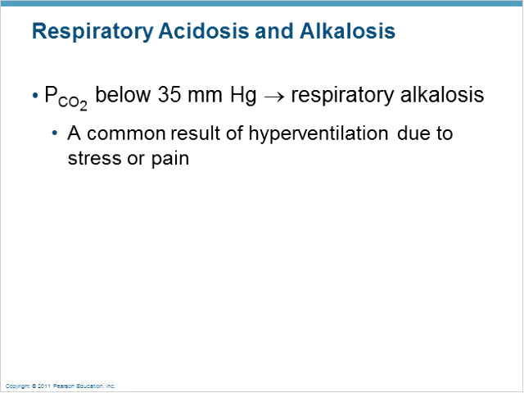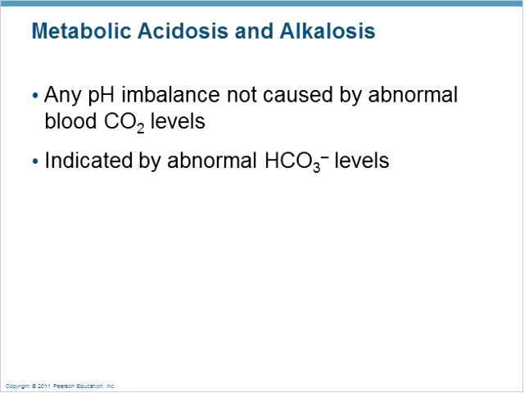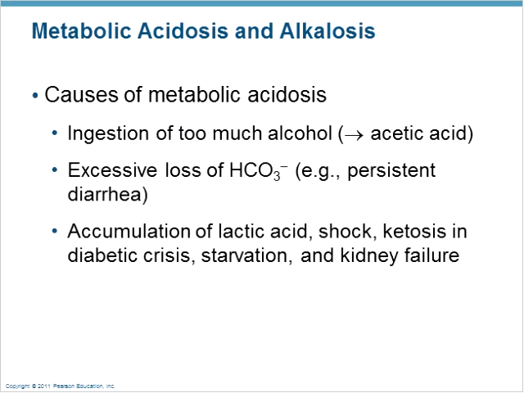PCO2 below 35 millimeters of mercury is respiratory alkalosis. It's a common result from hyperventilation due to stress or pain. Metabolic acidosis and alkalosis: any pH imbalance not caused by abnormal blood CO2 levels is really metabolic. And it's indicated by abnormal bicarb levels.